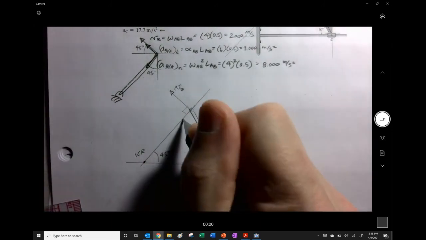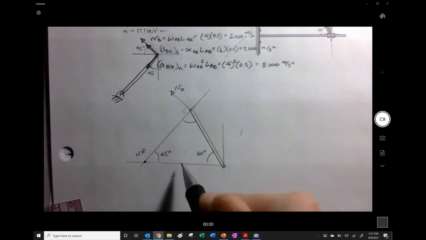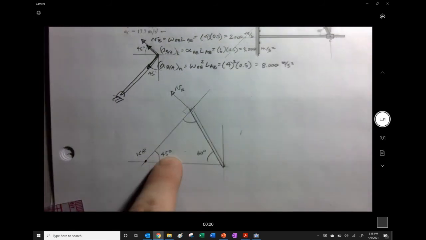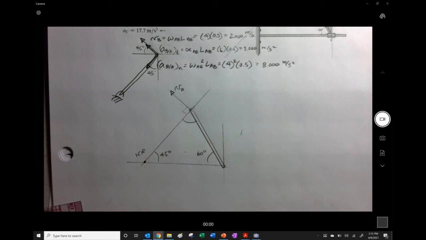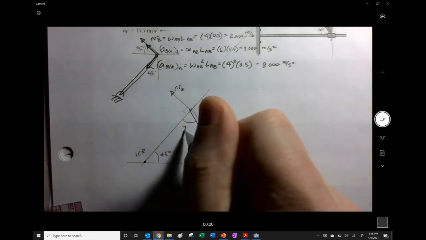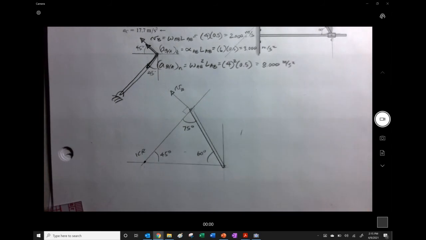So this angle right in here is going to be, 45 and 60 should be 105, right? Yeah, if you turn the calculator on. Sure, I went ahead and checked anyway. So what is that going to make? Is that going to make 75 degrees? I think so. So that makes that 75 degrees.